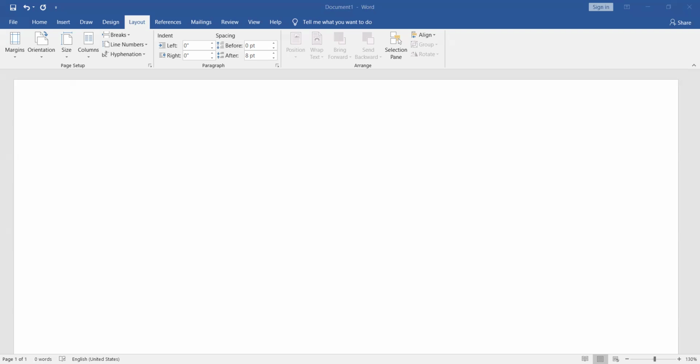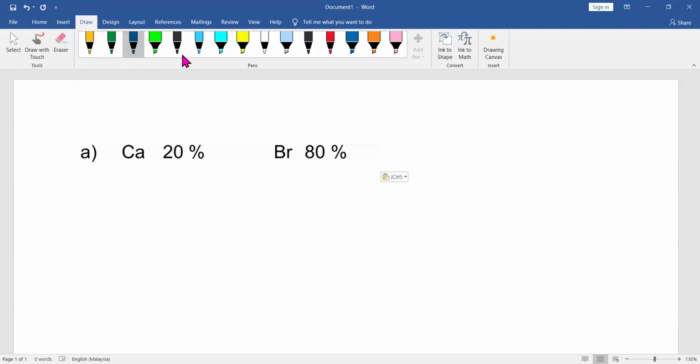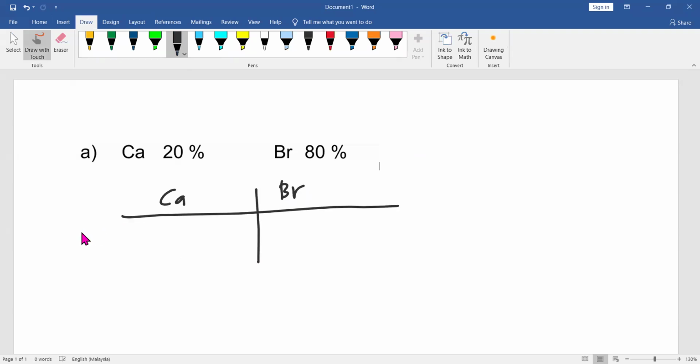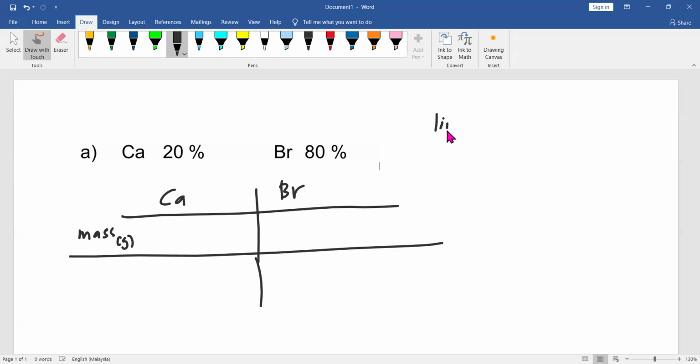Okay, so we're going to try the first question. I'm going to explain how to do it, and you must always use the same method. It's very, very easy. First, you always do the table method, like this. Calcium, bromide. First you write down the percentage or the mass. It doesn't matter, the mass and the percentage are the same thing. If they say 20% calcium, 80% bromine, it means that in 100 grams, 20 grams is calcium, 80 grams is bromine. So it's the same concept, don't worry about that part.